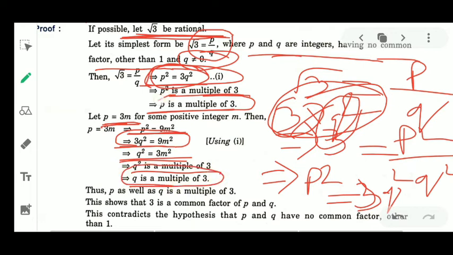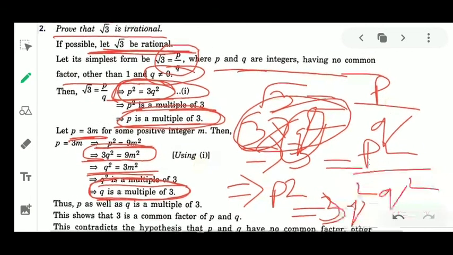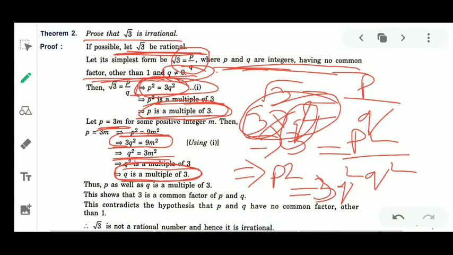Here p is a multiple of 3 and q is also a multiple of 3. So the common factor of both the denominator and numerator is 3. But the hypothesis we took was that p and q are integers having no common factor other than 1. That's why root 3 is not a rational number, and hence it is an irrational number.